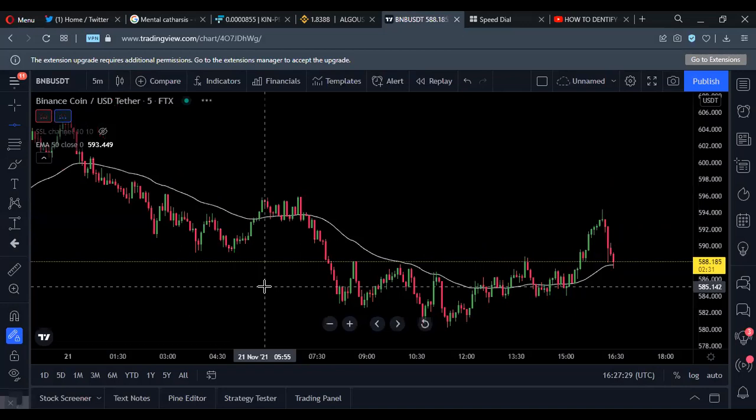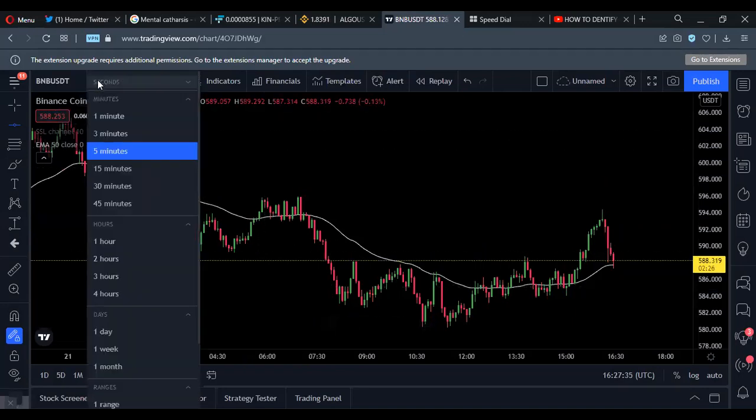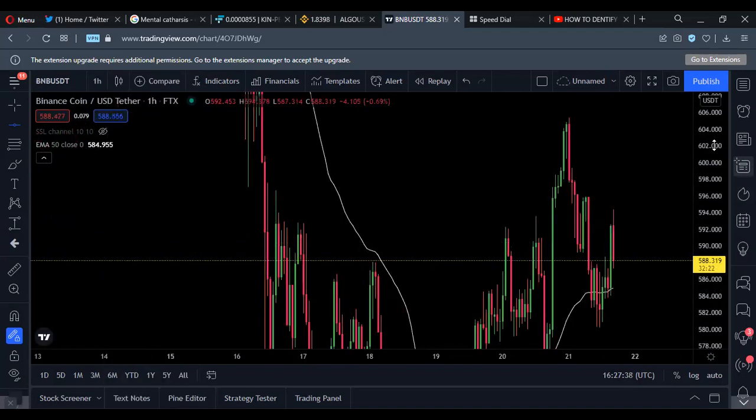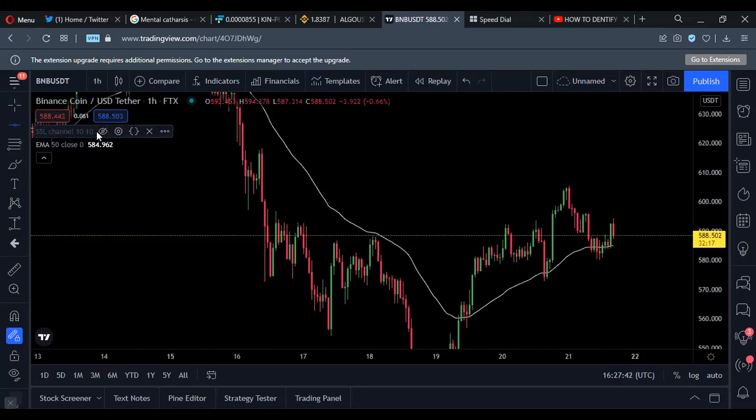Let's try it out on BNB. Remember how the rule works. First of all, you go to your 1 hour time frame. 1 hour time frame helps you to do what? Helps you to determine the trend. And then remember that in 1 hour time frame, you'll be using your SSL channel.